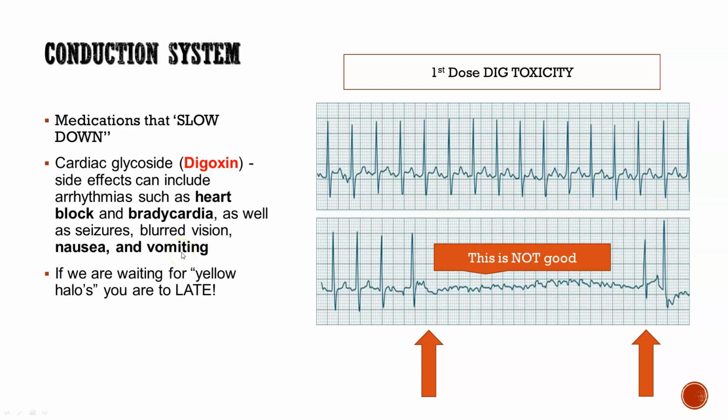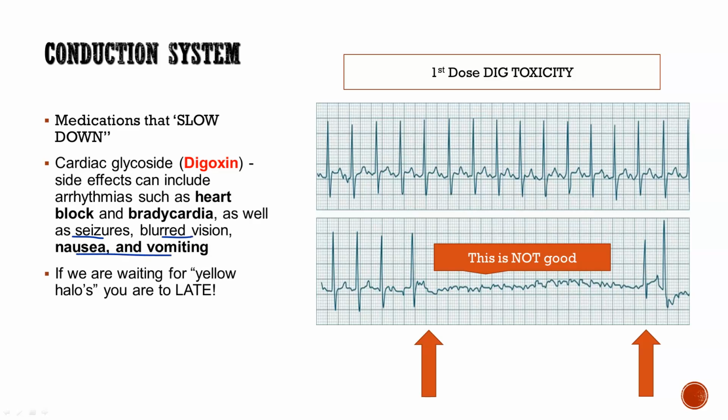Okay. We have medications called cardiac glycosides, and that's just our fancy way of saying digoxin. Digoxin will indirectly slow down electricity. The bad part about that is that it will also cause toxicity. So for clients who are receiving digoxin, I want to make sure I'm assessing for heart blocks, bradycardias, seizures, blurred vision, nausea and vomiting.